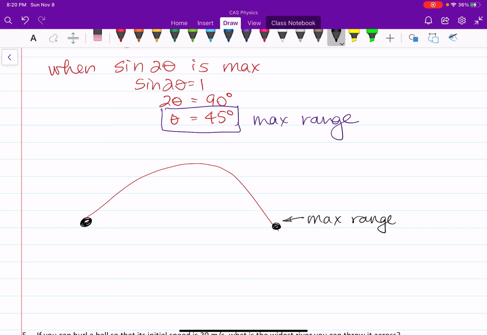If you do any other angle, so for example, let's say you do 30 degrees, 30 degrees will go a little bit less far. But if you do the complement, 60 degrees, it's actually going to go a little higher, but land in exactly the same spot. So every other angle besides 45 will have a complement, where 90 minus that angle is going to give you the same range. The only one that's unique is 45 degrees.